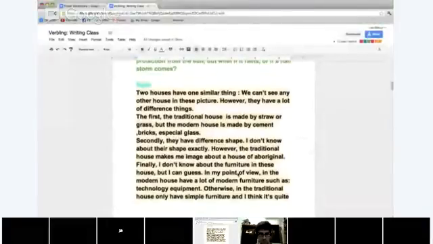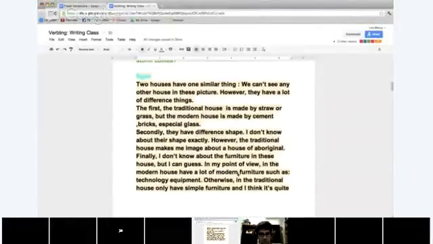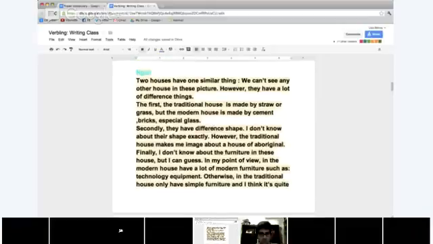Two houses have one similar thing. We can't see any other house in this picture. However, they have a lot of different things. The first, the traditional house is made by straw or grass, but the modern house is made by cement, bricks, special glass. Secondly, they have different shapes. I don't know about their shape exactly. However, the traditional house makes me imagine about a house of Aboriginal.